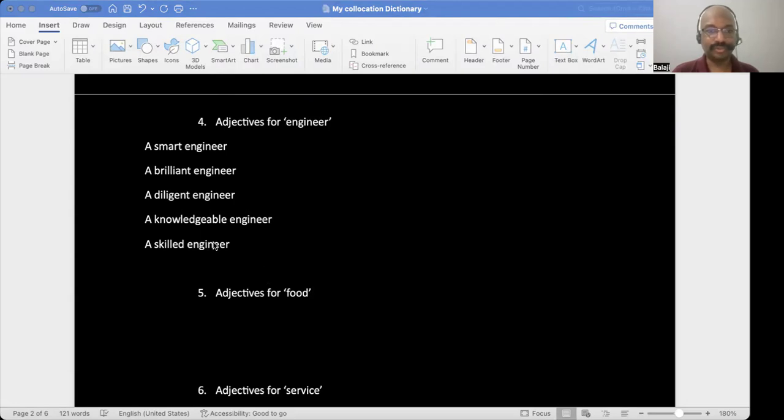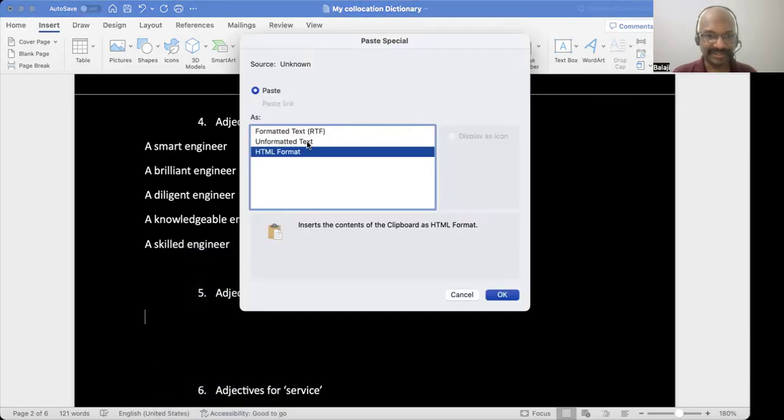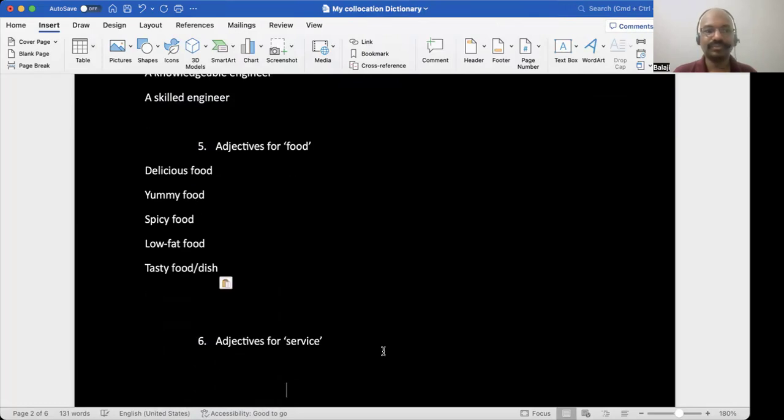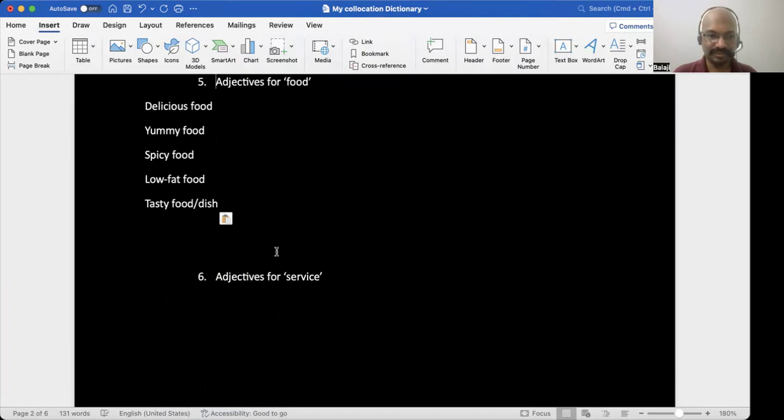Now we've got food. Okay, something a little bit informal. Here are my adjectives for the word food. Please do think of all the adjectives that you can use for the word food and put them in the comment section. And here is my list. Can you try and use them in sentences? Write them in the comment section.